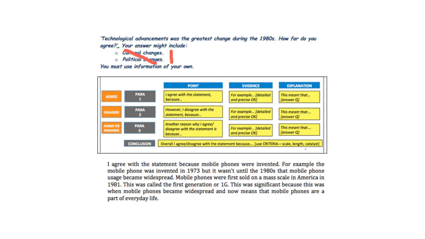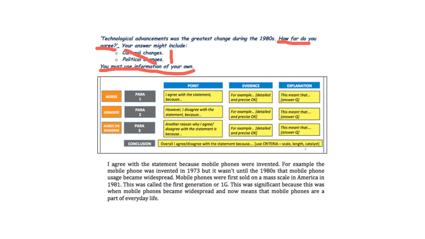When you see the bullet points, they're there to help you. But if you think, actually I don't know anything about these, or I missed that lesson, then you don't need to include those bullet points. However, what you do need to make sure is that you bring in information of your own here. And as stressed, it is a how far do you agree? So you do need to bring in your own judgment.